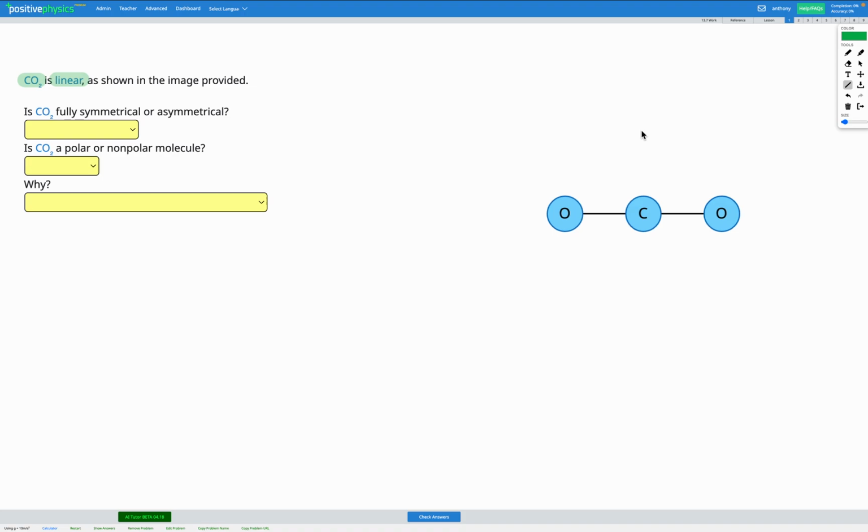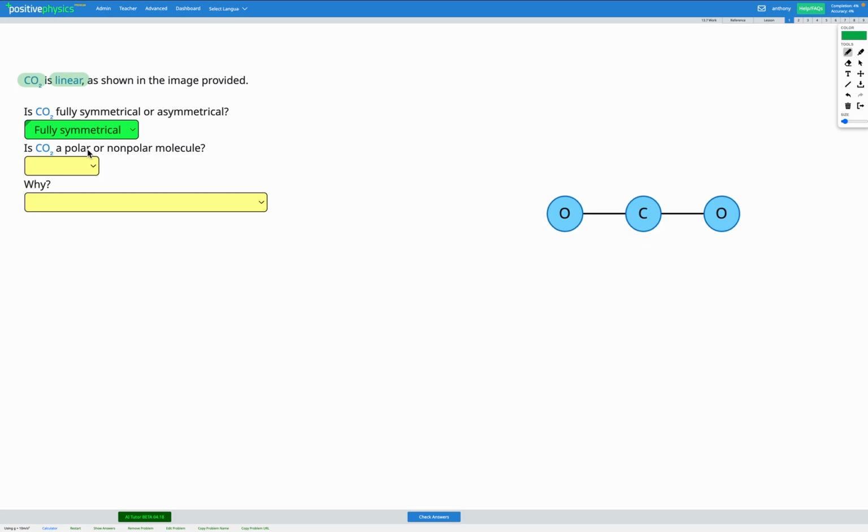So I'm going to draw a line down the middle here. Based on that axis I've drawn, this is symmetrical in that direction because we've got an oxygen on the left and an oxygen on the right. What about in this direction? Yep, here it's also symmetrical. We've got oxygens on our axis, carbon on our axis, and nothing above or below. So this molecule appears to be fully symmetrical. I'm going to go ahead and fill in our first answer. CO2 is fully symmetrical.